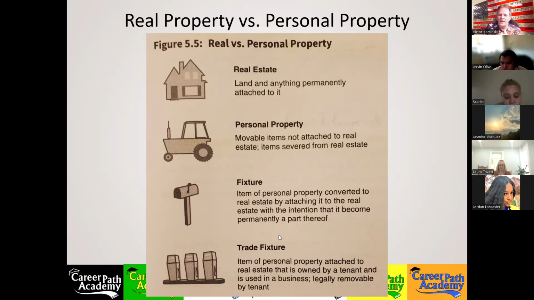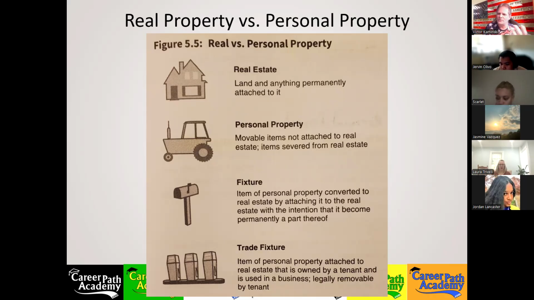It's an item that is personal property that's attached to the real estate, but it's not considered to be part of the real estate because it's used to conduct a business. So even though it's attached to the real estate, it's still considered personal property that can be removed by the business owner if they remove it before the lease expires. If the lease expires and they did not remove it, that trade fixture becomes a fixture, and fixtures are part of the real estate and owned by the property owner.